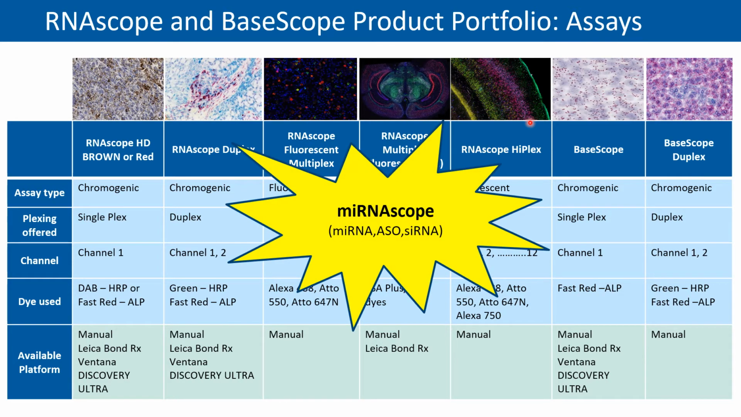Just recently, we launched our newest assay, which is called the microRNAscope assay. As the name suggests, this was specifically launched for short RNA targets that are 17 to 25 nucleotides long, which include your microRNAs, your antisense oligos, and siRNAs.